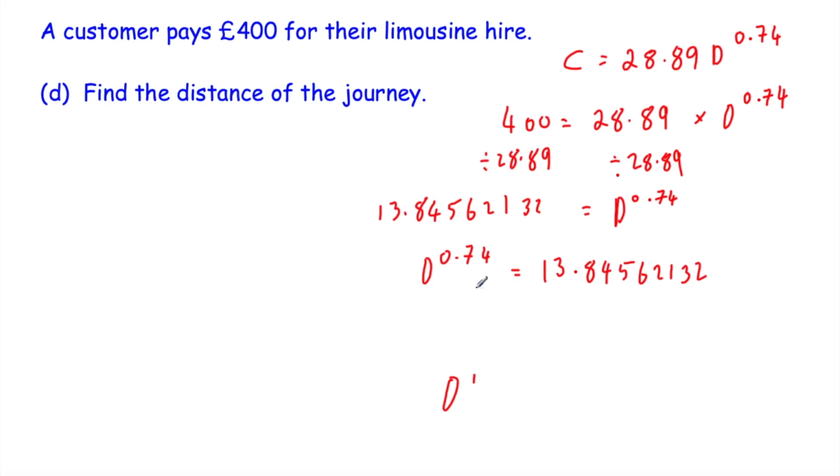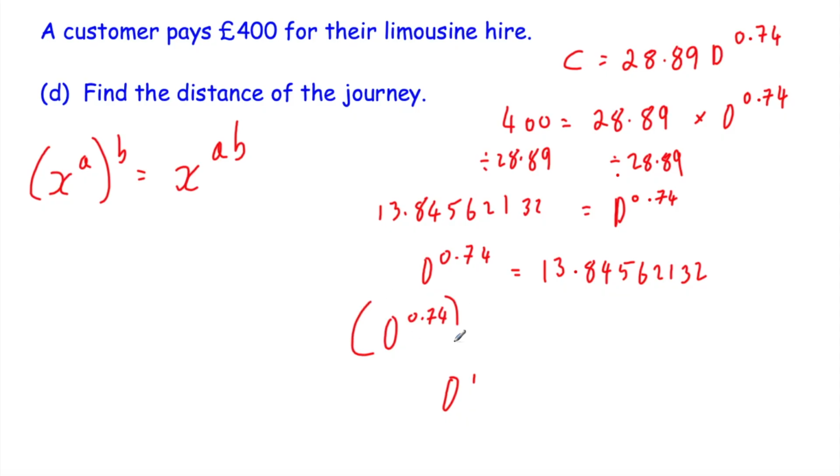To do that, remember the laws of indices: if we had x to the power of a, and we raise that to the power of b, that's equal to x to the power of ab, times the powers together. So whenever we raise both sides of this equation to a particular power, we'd have d to the power of 0.74, then in brackets a certain power, and when we multiply those two powers together, we want the answer to be 1. And remember that a number multiplied by its reciprocal is always equal to 1. So that means that our power will be 1 over 0.74.